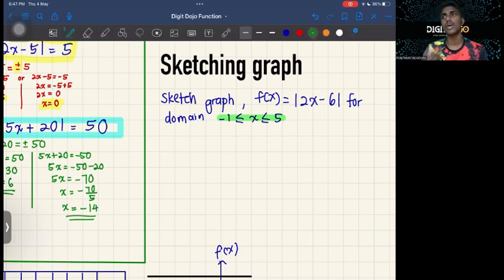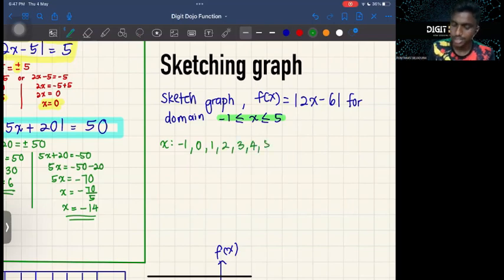If I'm telling you x can be more than or equal to negative 1, the lowest value of x will be negative 1. And it continues 0, 1, 2, 3, 4, and until it reaches 5, because they say x must be less than or equal to 5. So the maximum value of x should be 5, and the minimum value of x must be negative 1. These are the possibilities of x.